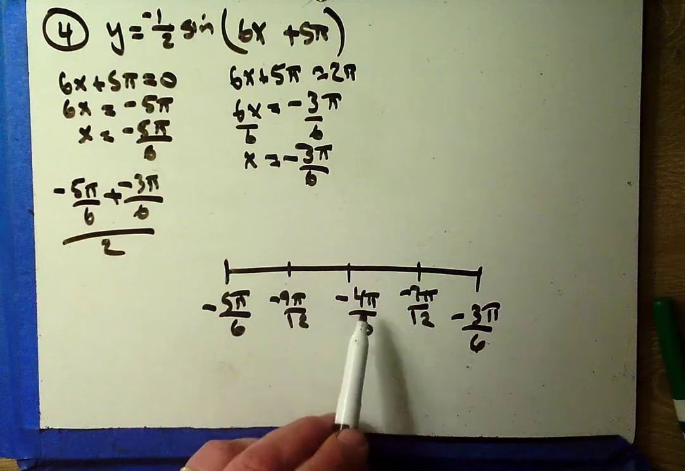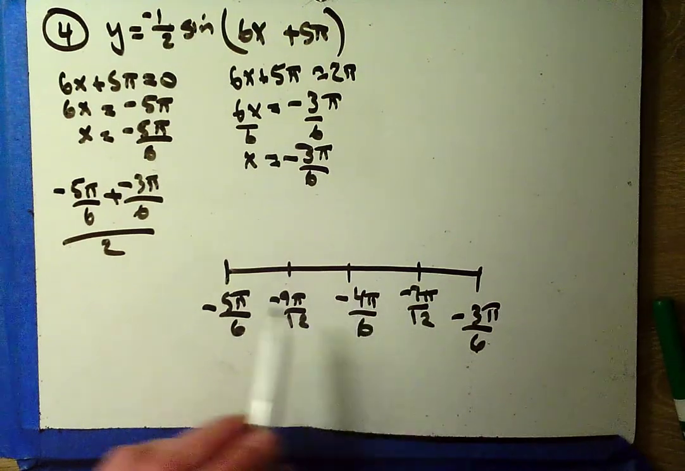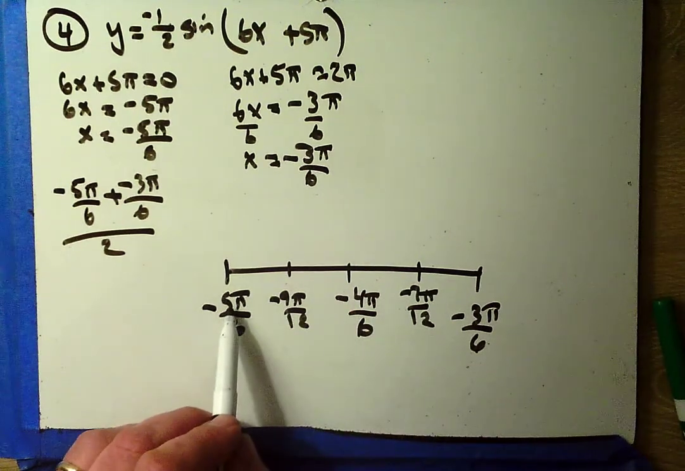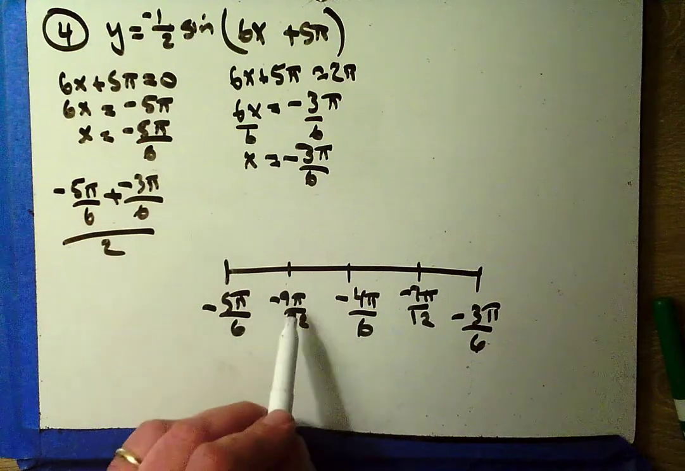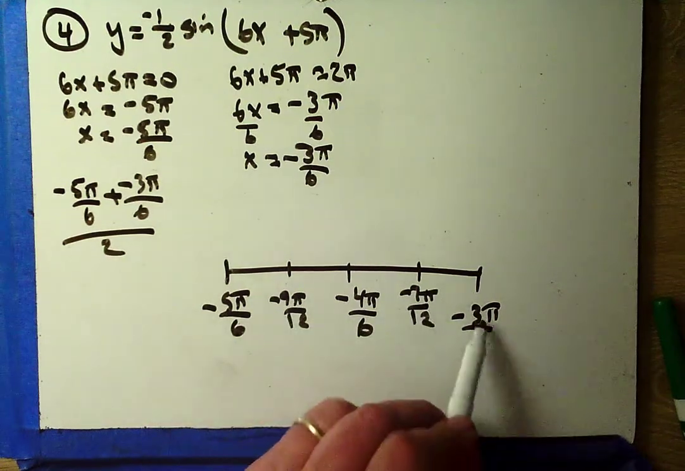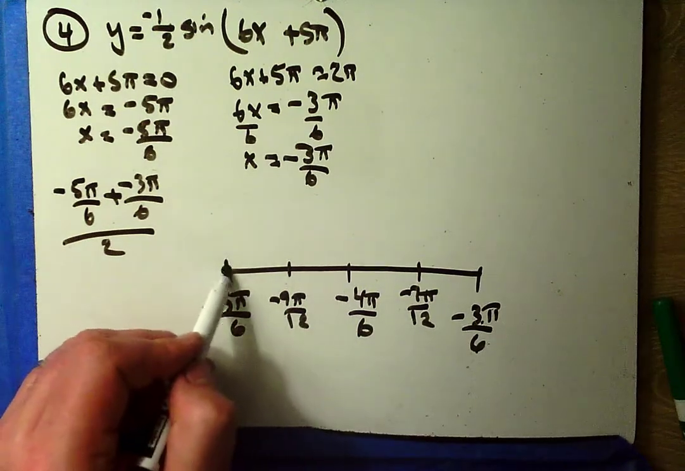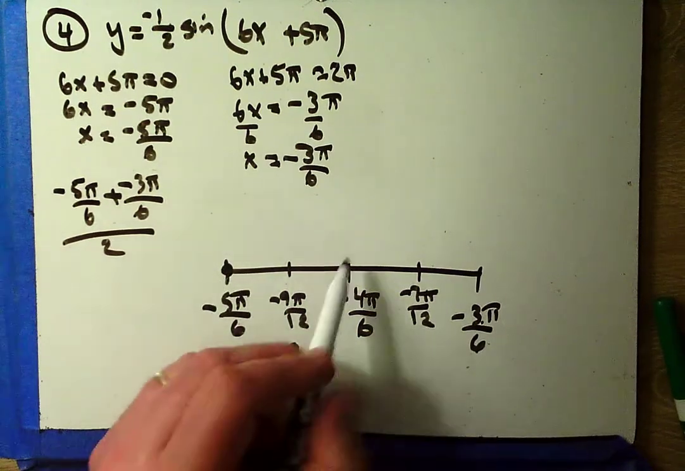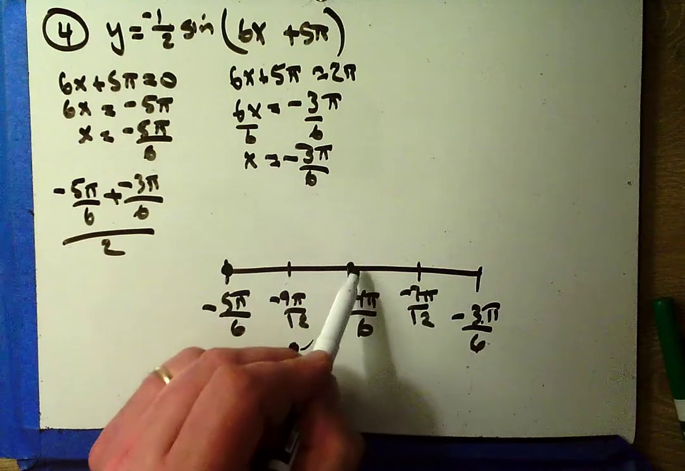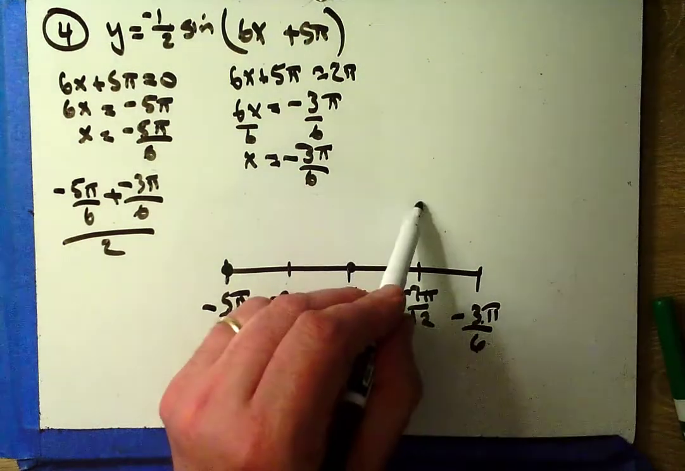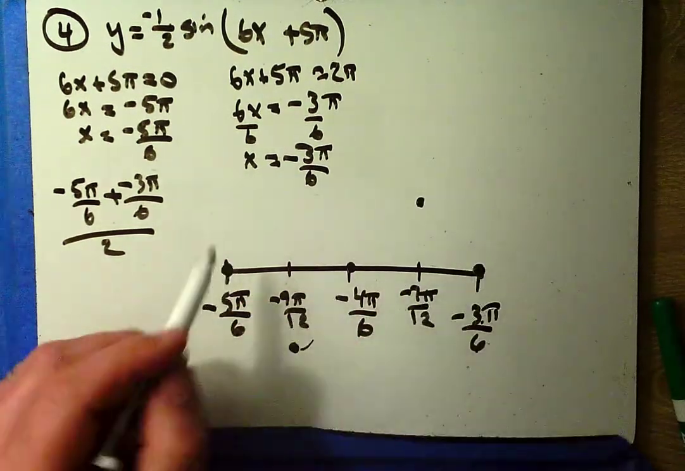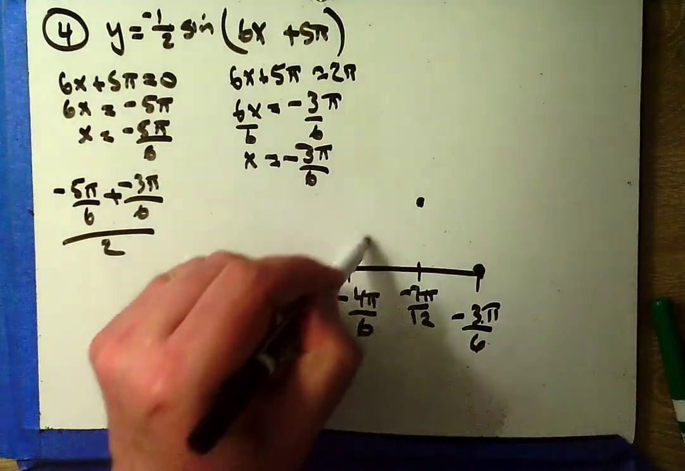And this makes sense because this one would be negative 8 pi over 12, and this would be negative 10 pi over 12. So negative 10, negative 9, negative 8, negative 7, negative 6 pi over 12. So this is fabulous. We've got a negative sign. So we start on the midline, go down to the bottom, back up to the midline, up to the top, and back to the midline.